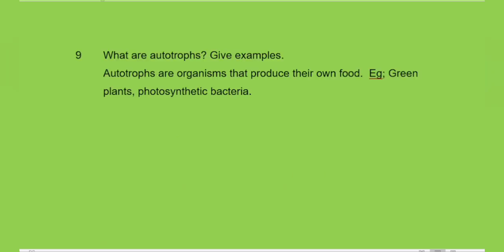What are autotrophs? Give examples. Autotrophs are the organisms that produce their own food. Example, green plants, photosynthetic bacteria, etc. So here you have to be a little careful when the question is asked in the examination. You have to first decide whether autotrophic nutrition is asked or autotrophs are asked. Depending on that, you have to modify your answer.